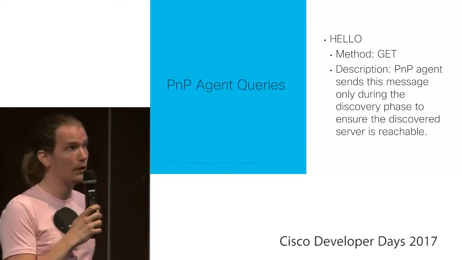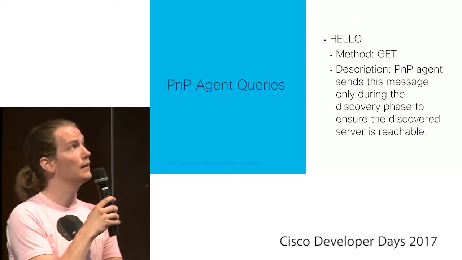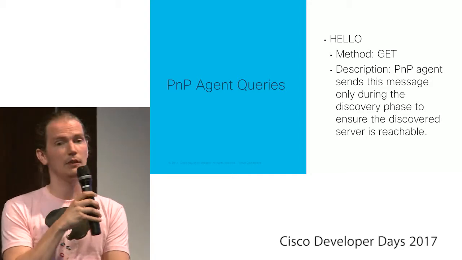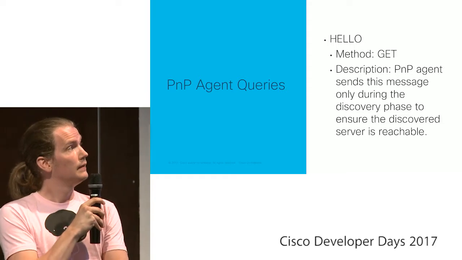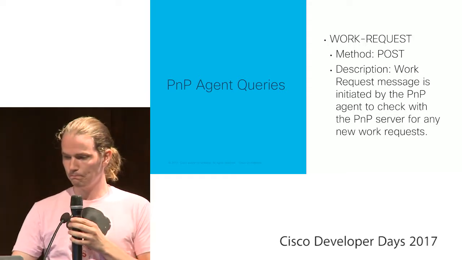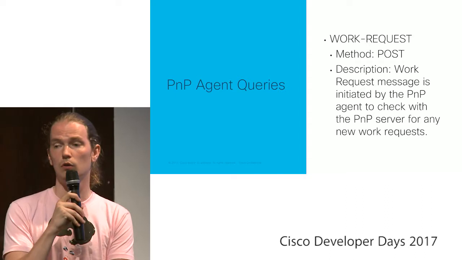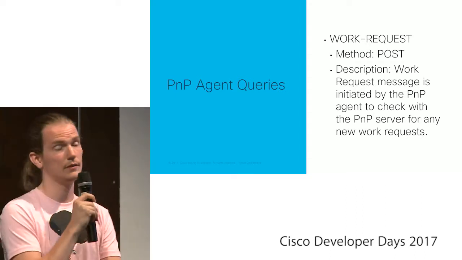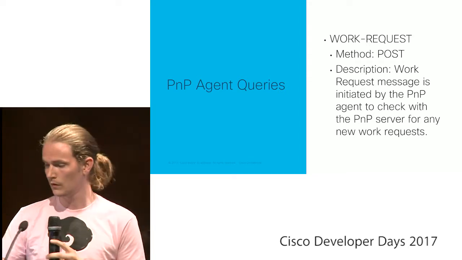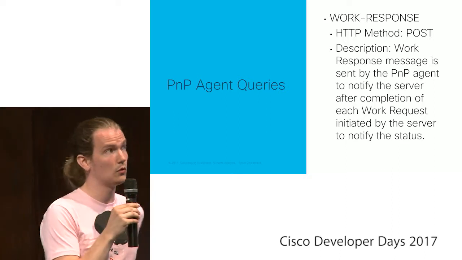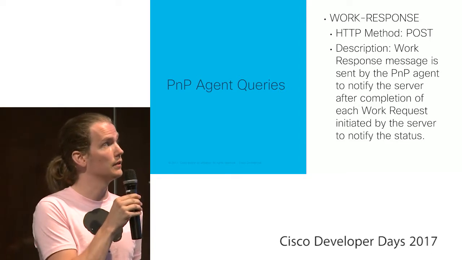There are 3 queries that the PMP agent can do towards the server. The first is the hello query. It's an HTTP GET method call that it does to the server just to see if it can reach the server. It does that once. Then there's the work request. Basically, it asks the PMP server if we have any work for it to do. That could be apply day zero configuration, that's mainly what it is. And then there's the response for the work request. So it sends a work request, we give it some work, and it responds with how that went.